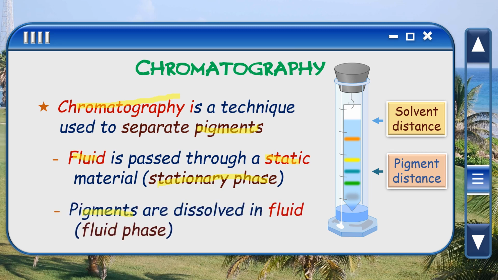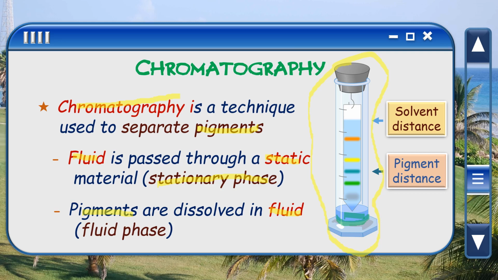The pigments that are dissolved in a fluid are going to move through the stationary phase. So chromatography is a technique used to separate pigments. For example, if we look at our chromatography technique here, we have a fluid down here, and this fluid has pigments dissolved in it.